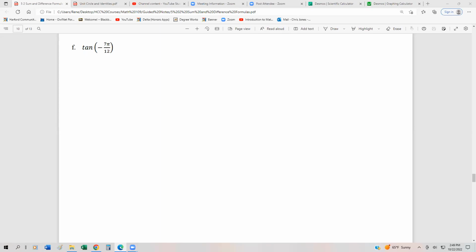We're going to start this video by showing one more example of the tangent function with respect to our sum and difference formulas. And we're going to use the special angle again. So we have this tan of negative 7 pi twelfths.